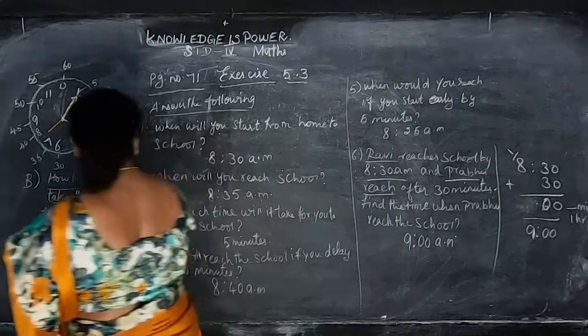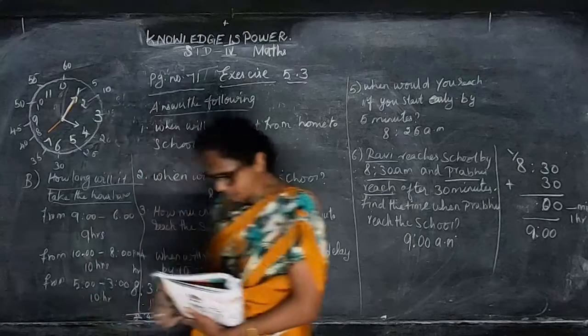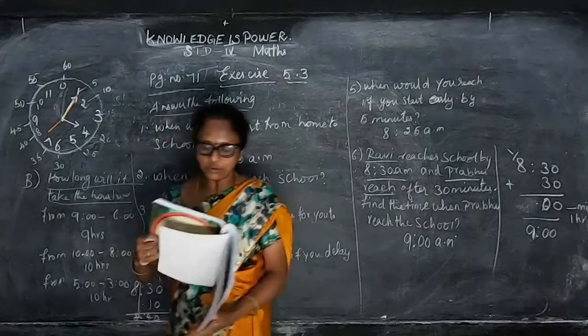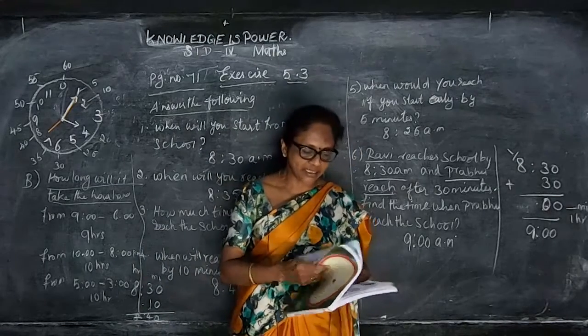So this is the exercise sums from the book, page number 71. Okay, so go through these exercises and answer all the questions.